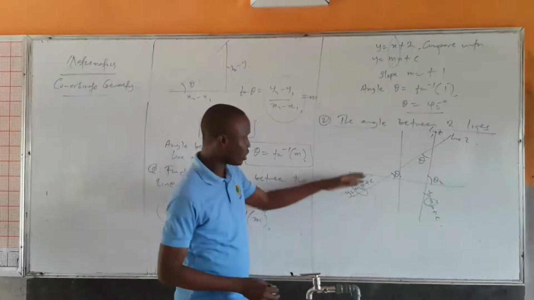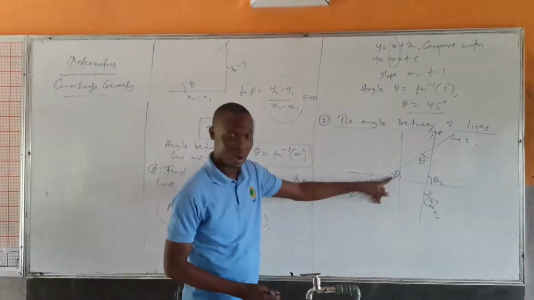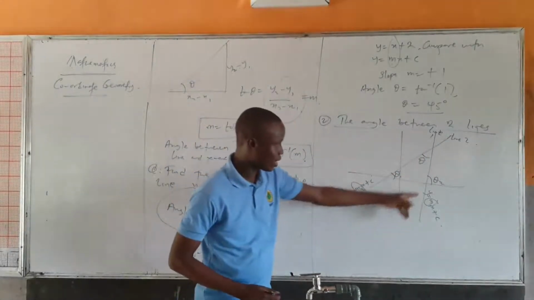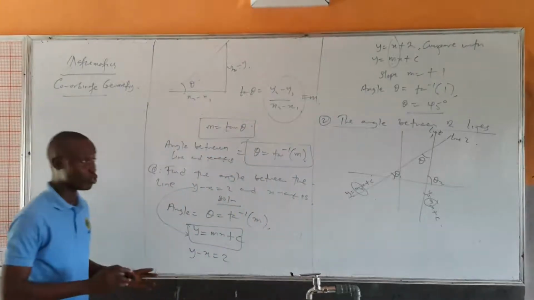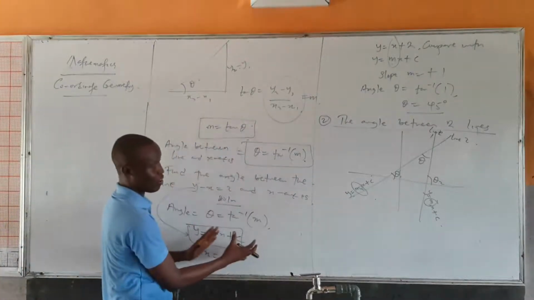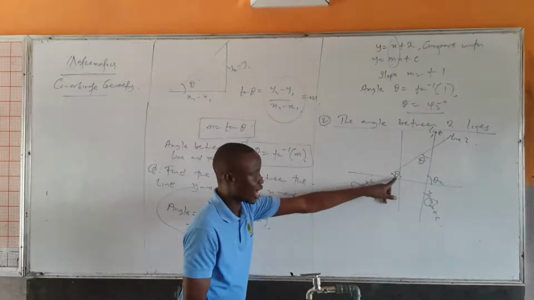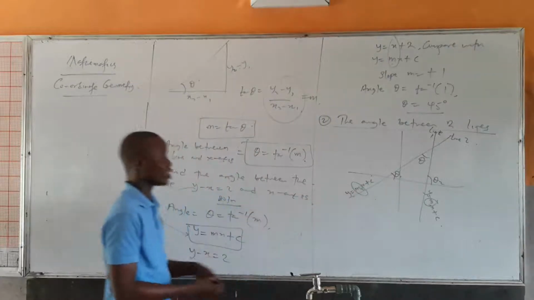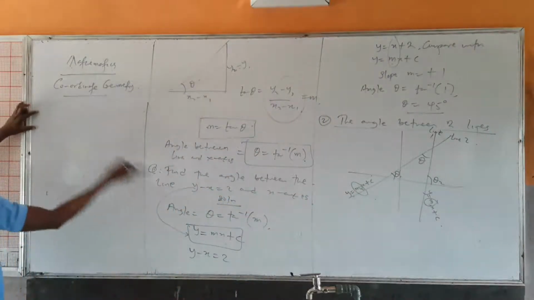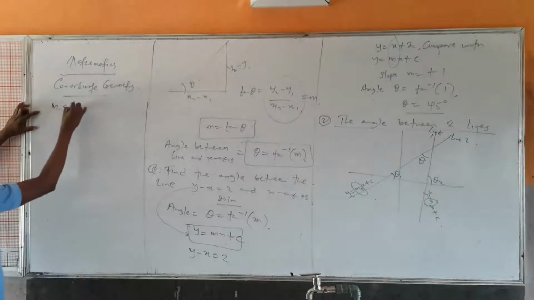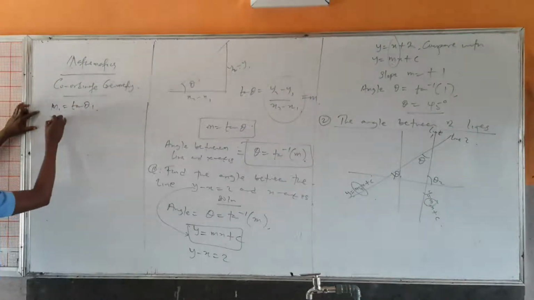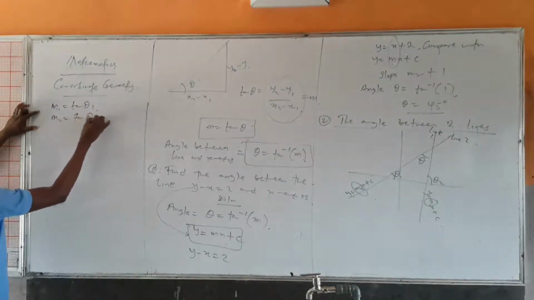So the angle between the first line and the x-axis is theta 1. The angle between the second line and the x-axis is theta 2. You will all agree with me, just like the previous knowledge we have had here, there is a relationship between this angle and the slope. What's that relationship? The slope m1 is the tangent of the angle theta 1, and the slope m2 is the tangent of the angle theta 2.